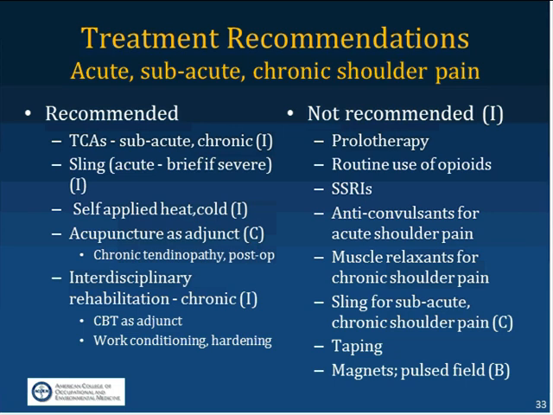Slings are not recommended for subacute and chronic shoulder pain. There's actually C-level evidence that's a bad idea. Taping isn't recommended because of lack of evidence. Magnets and pulsed electromagnetic fields, there's actually B-level evidence that they don't work.